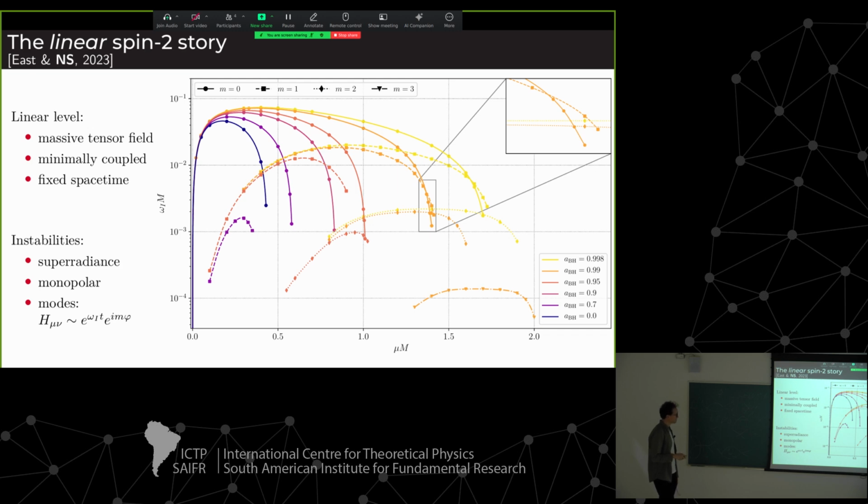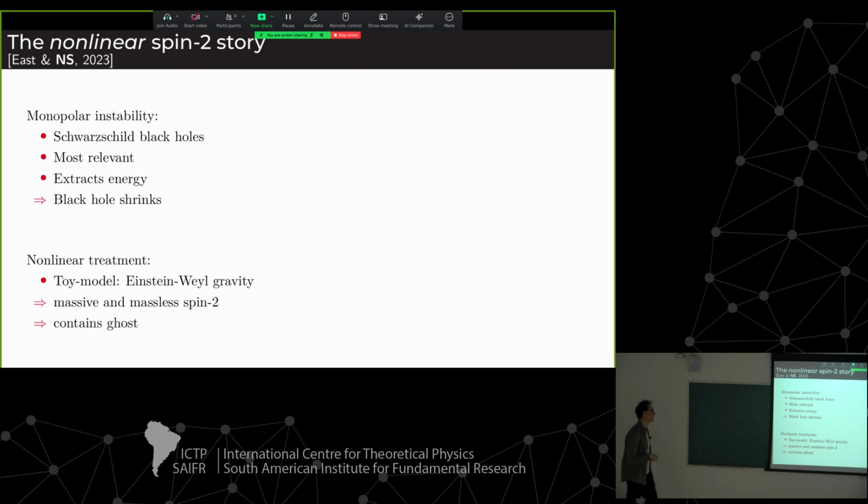Okay, but now you might be suspicious, because we're talking about the monopolar instability, and so this might actually be present in non-spinning black holes. And that's exactly true. Massive spin 2 fields are unstable on the Schwarzschild background, and that can already lead to very peculiar behavior. Let me outline the peculiar behavior in one slide. You have this instability on a Schwarzschild background. It is the most relevant, meaning the growth rates are the fastest, because in Schwarzschild there's no superradiant instability, so it's the only instability.